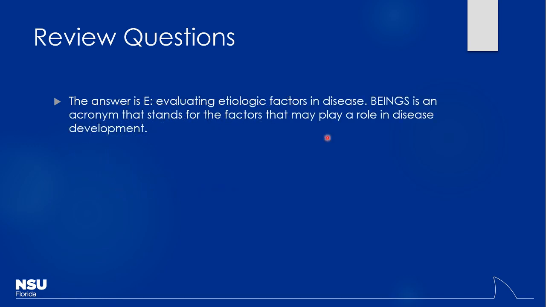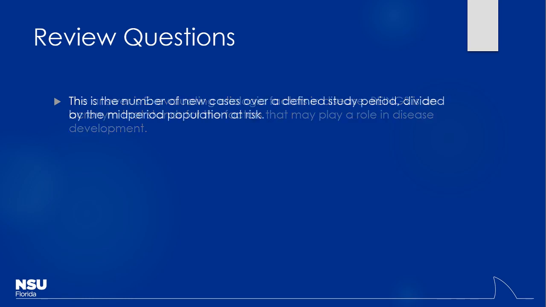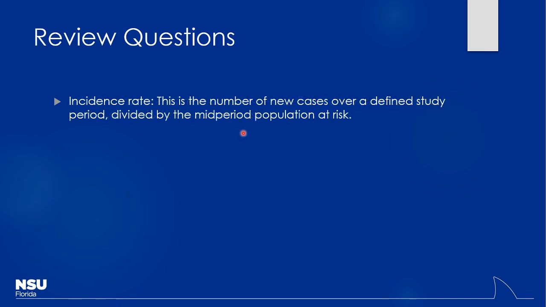Okay. So you can go back through and read these. I'm not going to belabor those points, just so we can get through all of these. Let's say we're looking at the number of new cases over a defined study period divided by the mid-period population at risk. What do you call that? It's a rate. What type of rate is that? It's an incidence rate, right? So again, you're looking at that mid-period population. That's always going to be a rate you're dealing with.